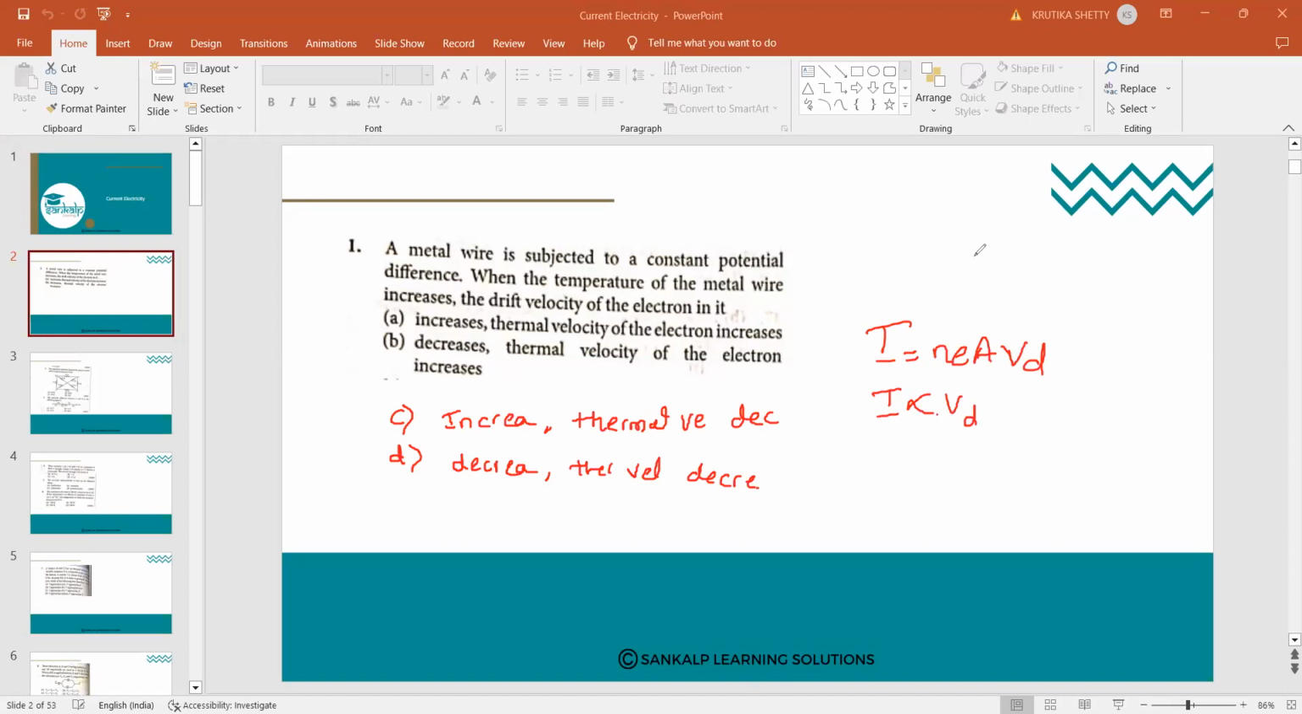When you increase the temperature, the resistance value increases. So obviously, according to Ohm's law, when resistance increases, the current value will decrease. So the current decreases, therefore the drift velocity also decreases. Where is drift velocity decreases given? That is option B and option D.